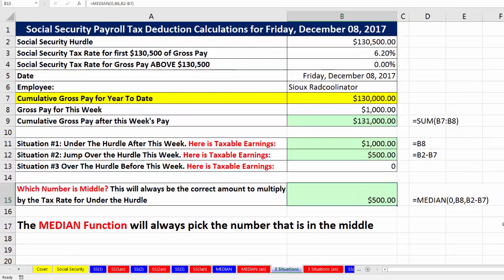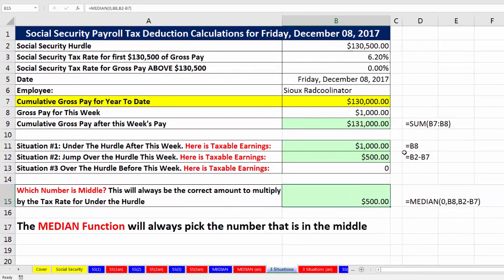Now, the median, that actually is what we're going to use for this FICA tax deduction. But anytime you have a hurdle that determines one of two rates, whether for Social Security, Medicare, or things like commission rates, anytime there's a hurdle, you can use this median trick to pick between the 3 different items.